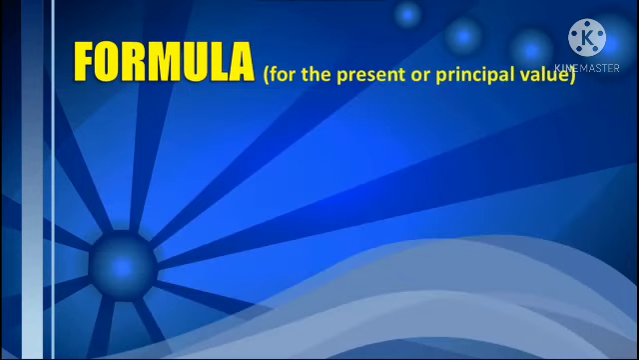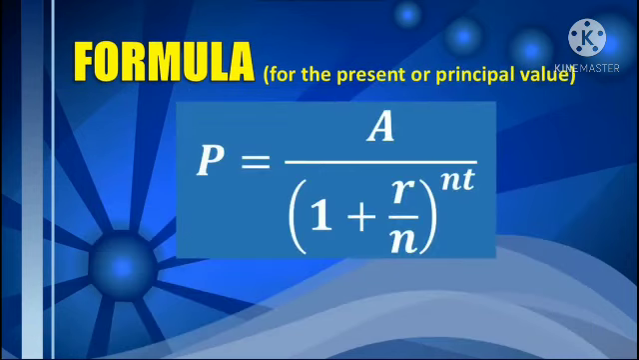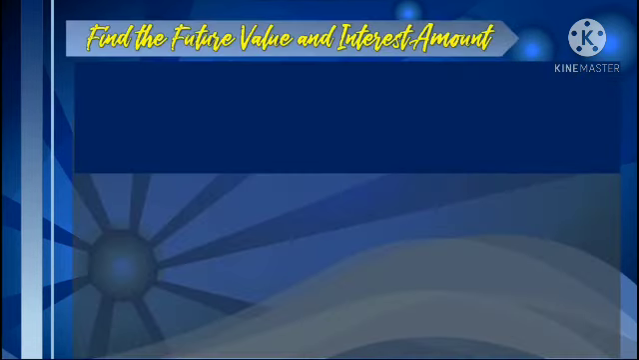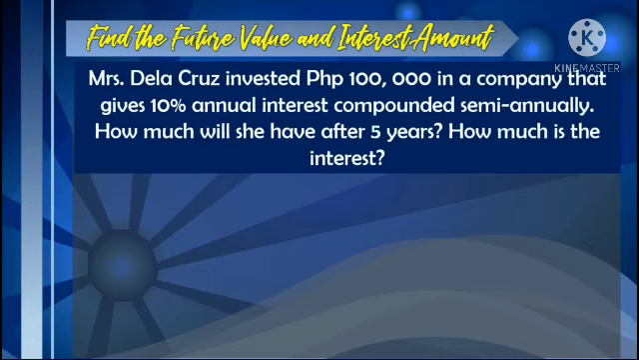So to find the present and the principal values, we need to follow the formula P is equal to A all over 1 plus R over N raised to the power of N times T. Let us have a sample problem. Okay, so finding the future value and the interest amount. So we have the problem. Mrs. De La Cruz invested 100,000 pesos in a company that gives 10% annual interest compounded semi-annually. How much will she have after 5 years and how much is the interest?